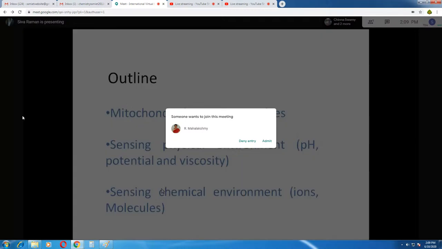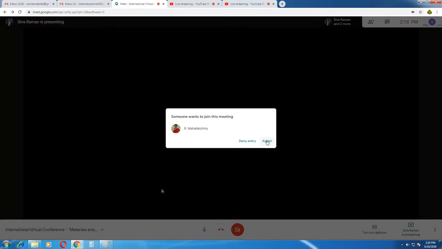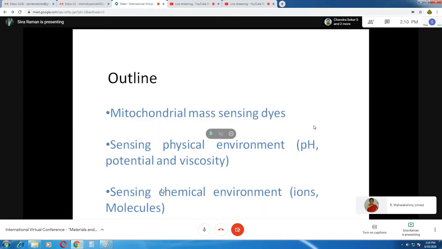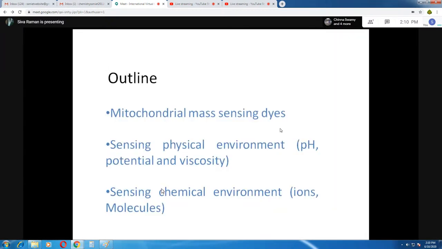We are going to talk about three major constraints. One is mitochondrial mass sensing dyes. The second one is sensing of the physical environment. Physical environment means the mitochondrial potential and mitochondrial viscosity, that is, microviscosity changes inside the mitochondria. This also means mitochondrial pH changes. Then sensing the chemical environments, which is nothing but ions and molecules.